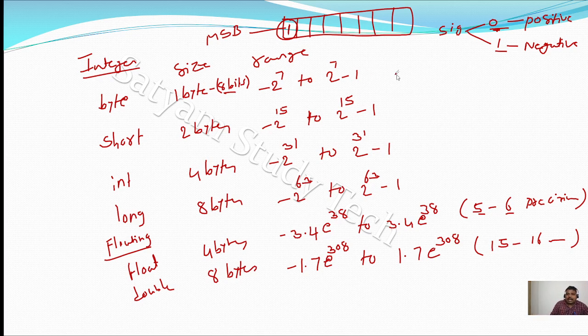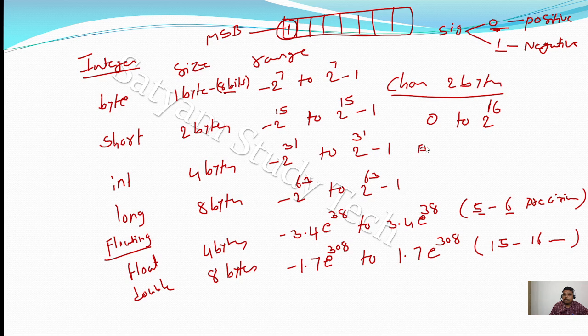Another one is the character. Character is only unsigned, and it is 2 bytes. What is the range? The character range is 0 to 2 power 16.